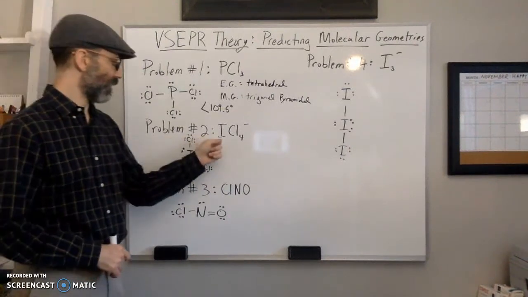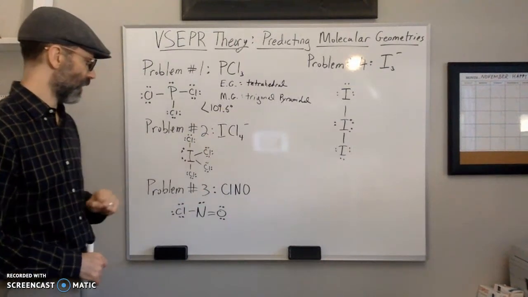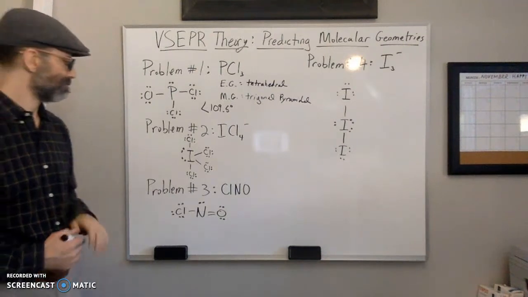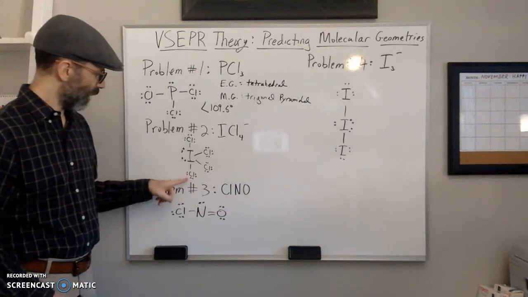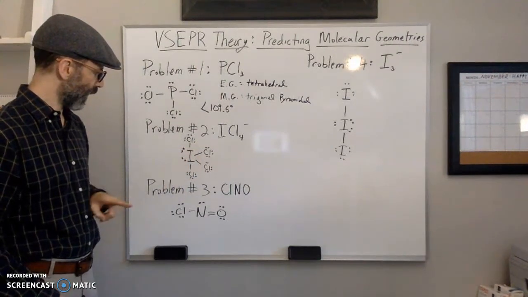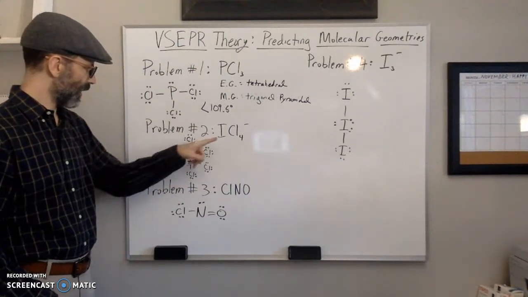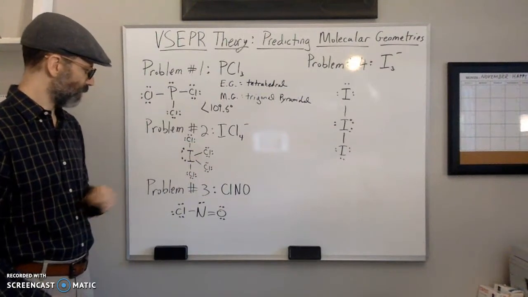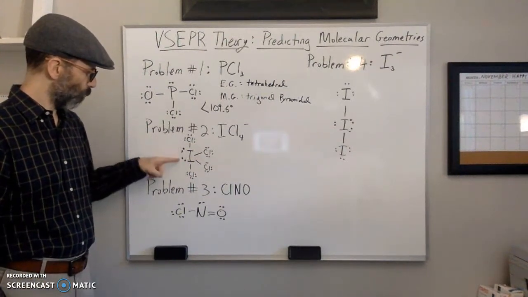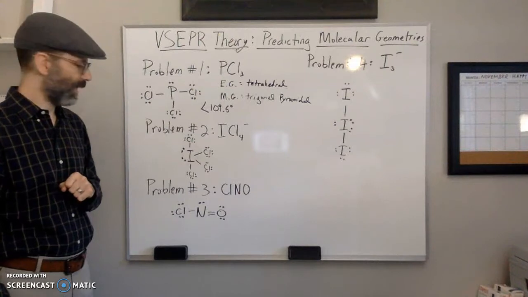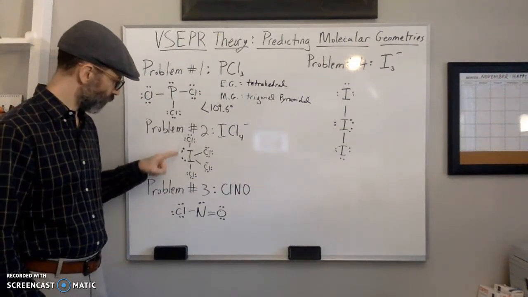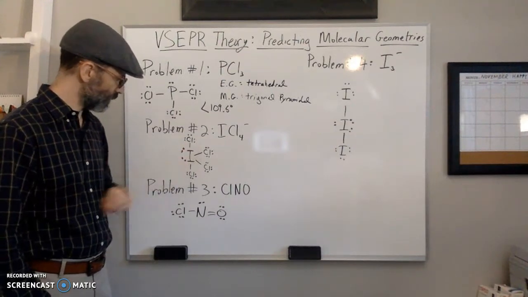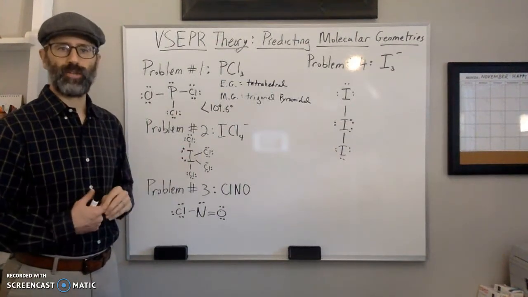Problem number 2, we have ICl4 minus. This is a polyatomic ion. Here, this is the way I drew it. I have my 4 chlorine atoms bonded to my iodine. My iodine is the central atom. You'll notice there are 2 lone pairs on the central atom iodine. So the total number of electron groups is 1, 2, 3, 4, 5, 6. So I have 6 total electron groups.